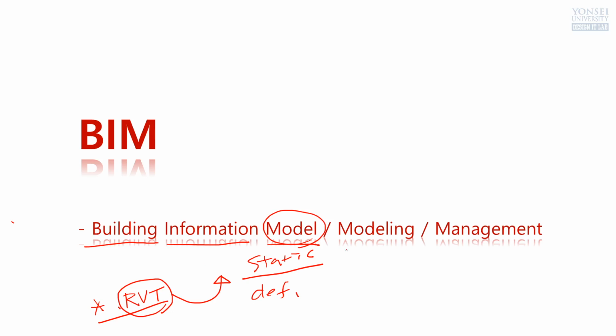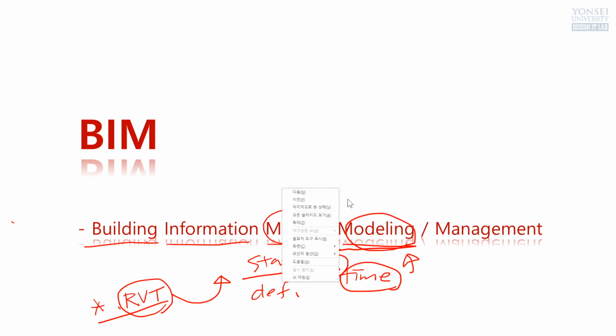But of course there is modeling. So building information modeling is the next term from building information model. This is time-based. So building information model plus time is building information modeling, okay? So this is not static. This is sort of dynamic, okay?